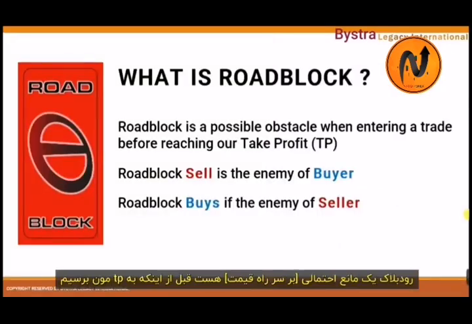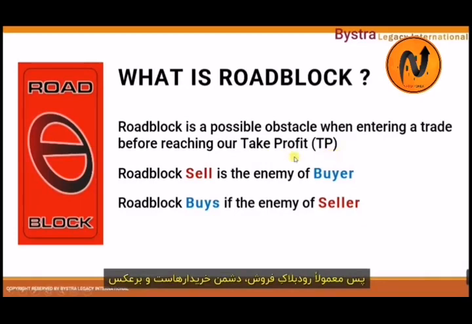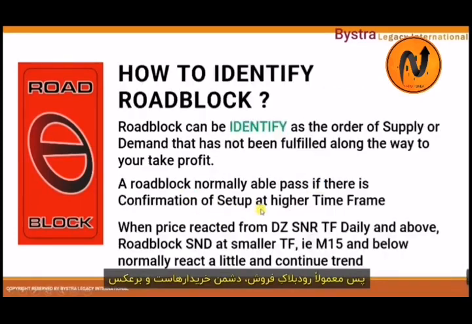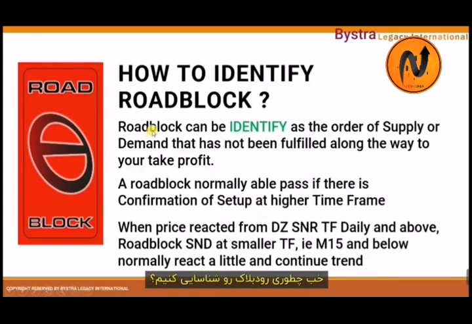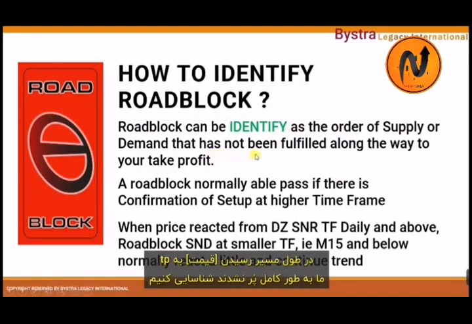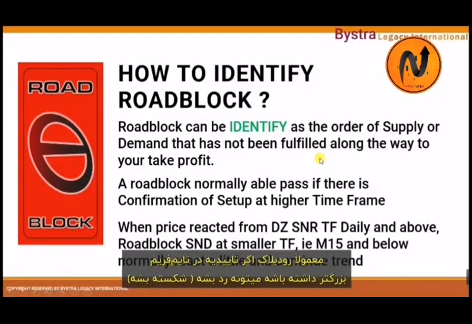What is a roadblock? A roadblock is a possible obstacle when entering a trade before reaching our take profit, which is the TP. Normally the roadblock sell is the enemy of the buyer and vice versa. So how do we identify a roadblock? It can be identified as the order of supply or demand that has not been fulfilled along the way to our take profit. Normally a roadblock is able to be passed if there is a confirmation at a higher time frame.